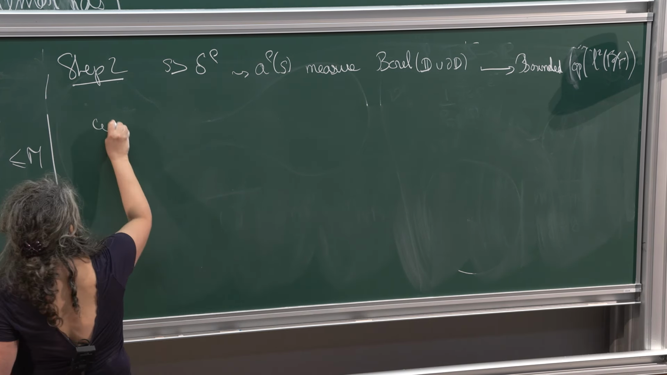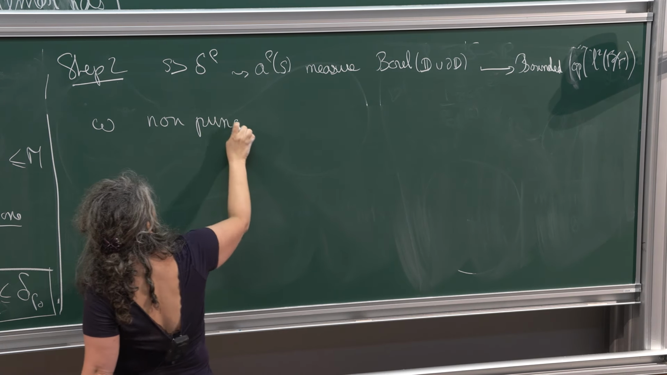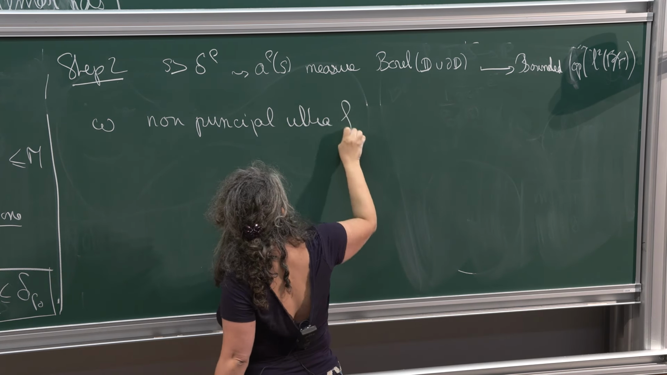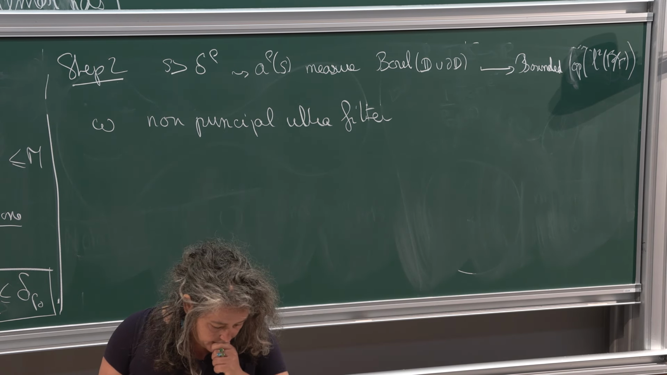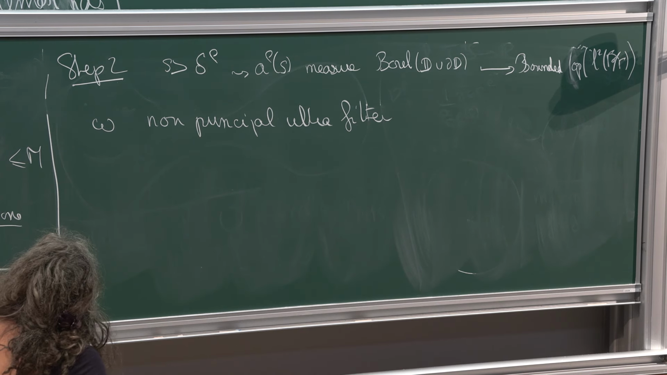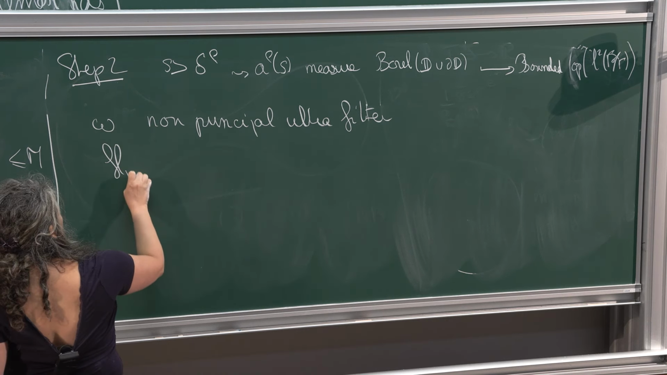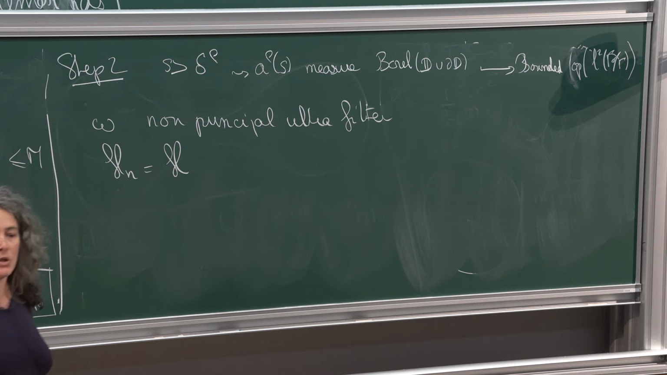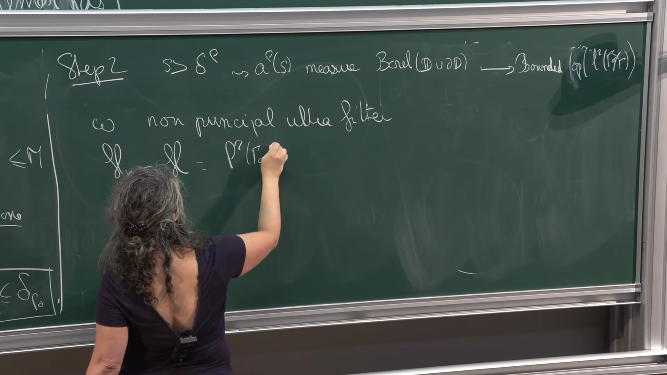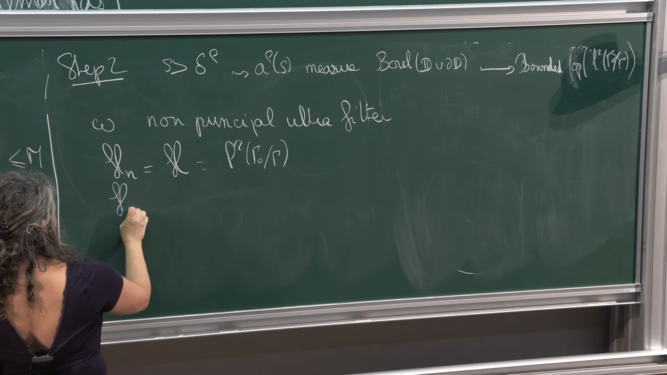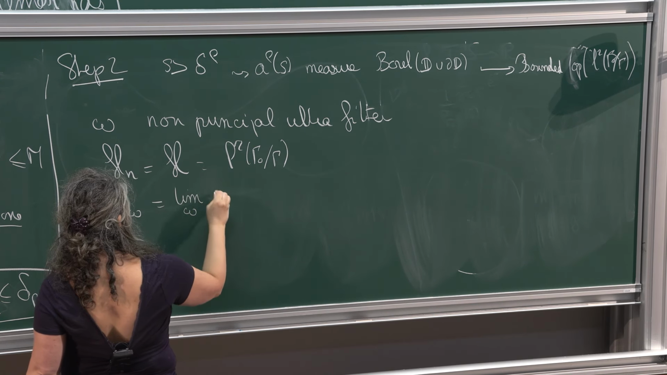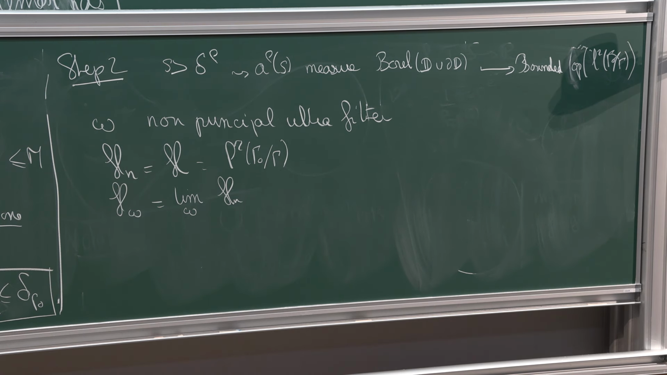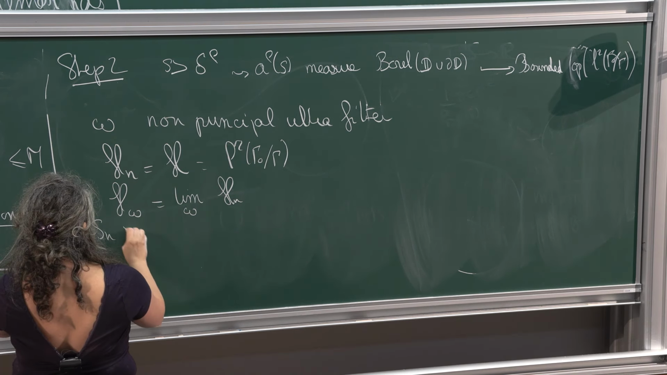Now you take omega, a non-principal ultrafilter. I didn't write the details on my blackboard, so I will maybe not give you details, but you will take H n. You consider the constant sequence of Hilbert spaces, which is all the time H, your L2 of gamma 0 mod gamma. So it's a constant sequence. And you have a limit Hilbert space, H omega, which is the limit along the ultrafilter of this constant sequence. You consider a sequence S n which decreases to delta rho.